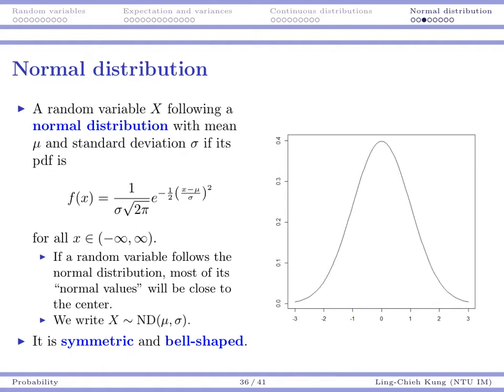And also it is symmetric. So values may be too high or too low, but the probability for being too high and too low are basically the same if we are using the same standard. And we say it's bell-shaped because it looks like a bell. Okay, and then mathematically we would write x follows a normal distribution with parameters mu and sigma. So this is important. Once we decide mu and sigma, then we have a normal curve.